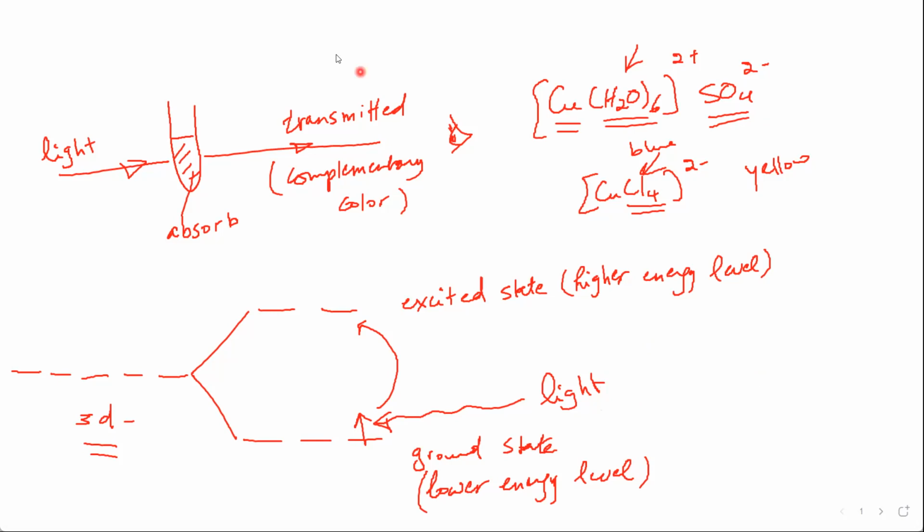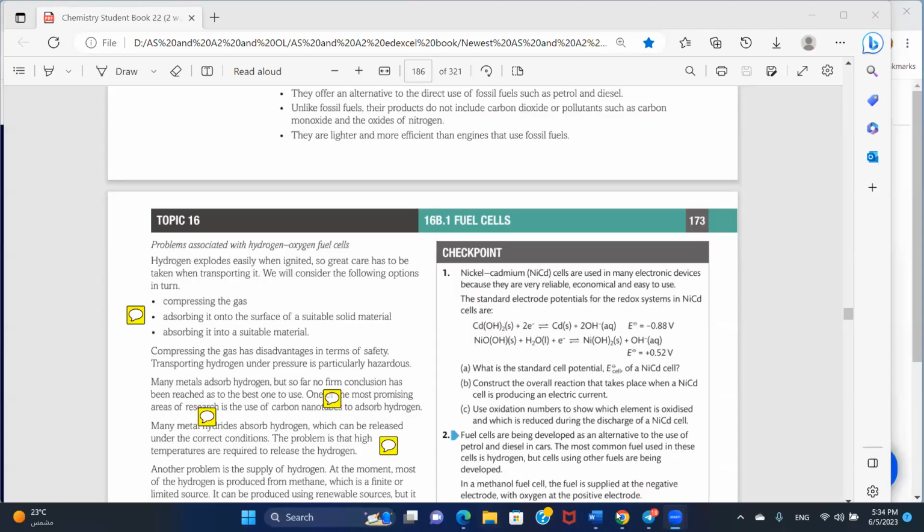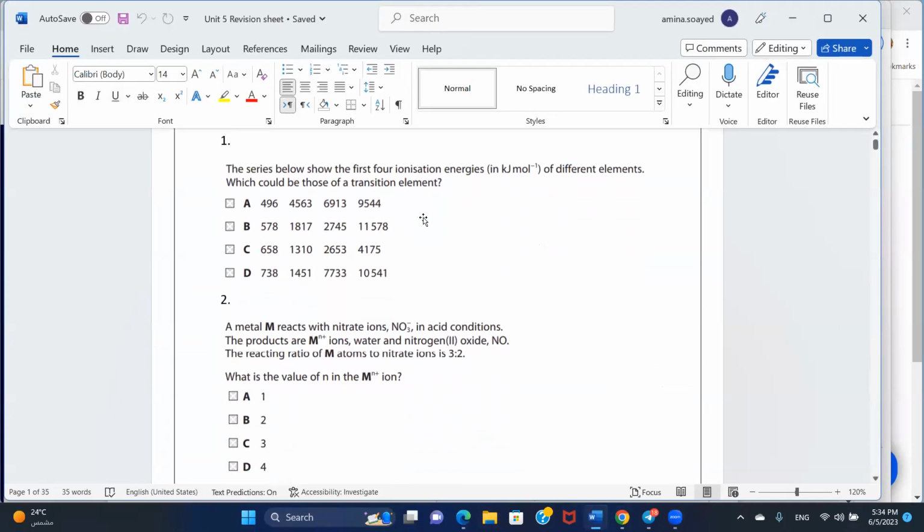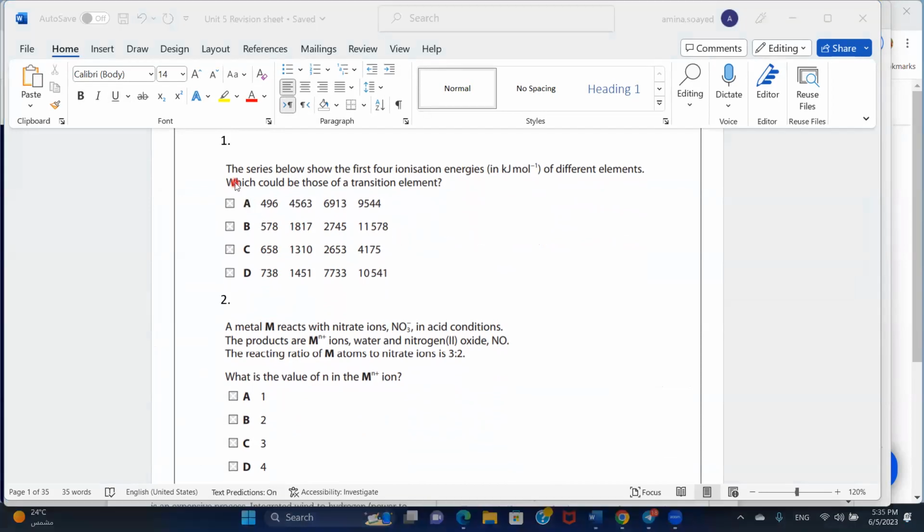Let's see now. I prepared the sheet that I sent you. I don't know if you have looked at it or didn't have time to. I just gathered some questions, maybe we have solved some of these, just to remind you of more than one idea. Here it says the series below show the first 4 ionization energies of different elements, which could be those of a transition element. I don't know if you solved it or not yet.